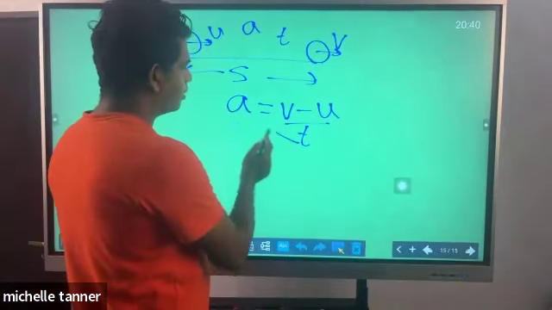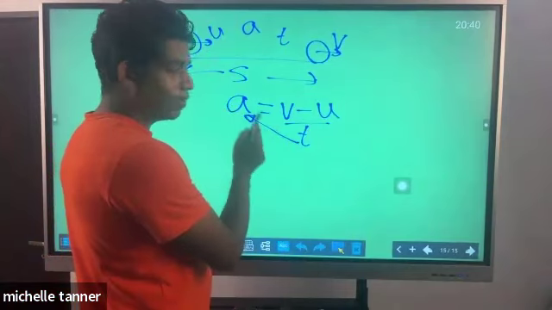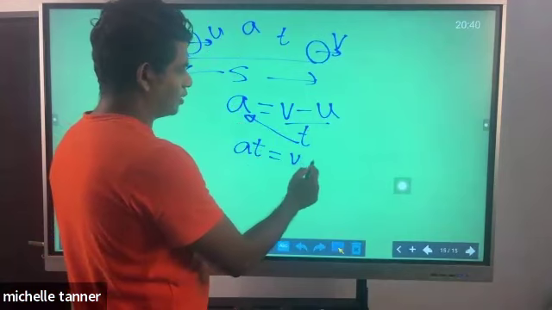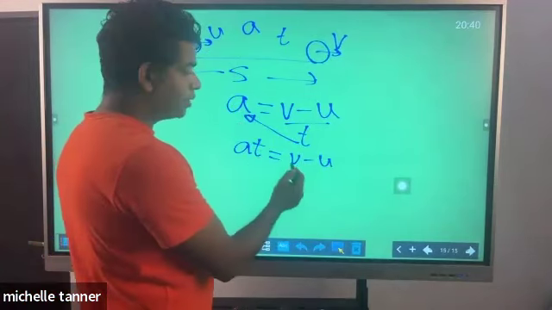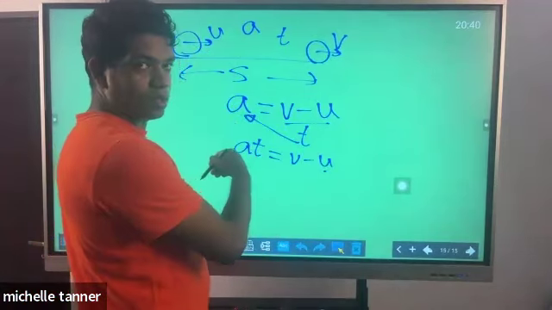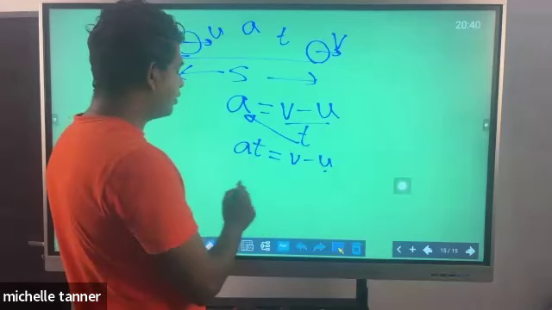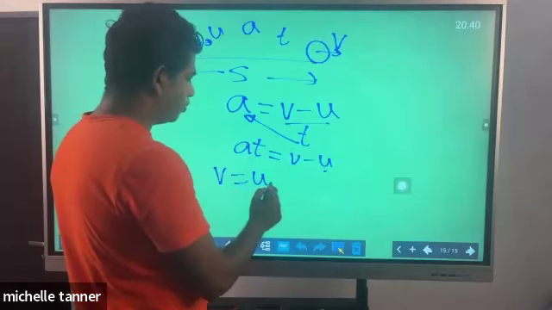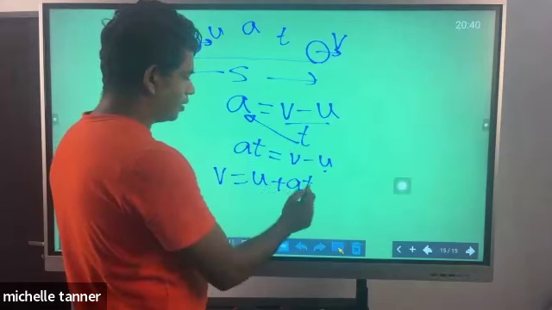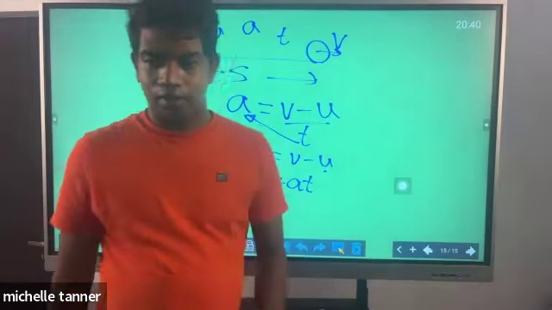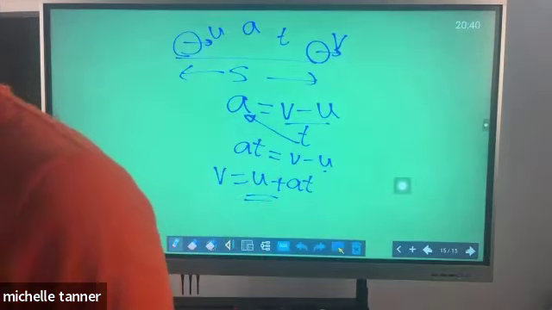The next step, cross multiply: a times t equals v minus u. Then the minus u goes to the left side, becomes plus u. Then finally v equals u plus at. It's the first equation of motion. Got it, Buddha? Yes, sir. Right, write down.